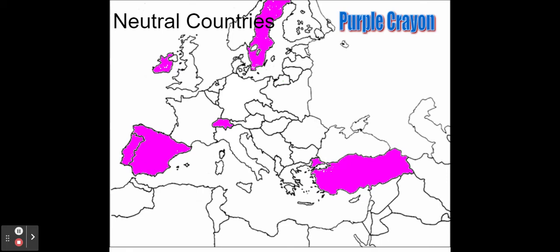Then, last but not least, taking a yellow crayon. All right, so now we're going to get a yellow crayon. Okay, and the yellow crayon we're going to use to color in the countries occupied by the Axis powers. Okay, so here we go. And this is where France is going to come in.